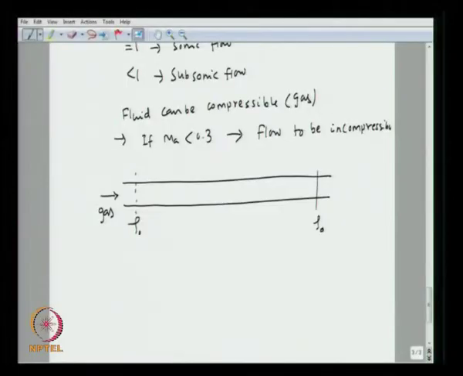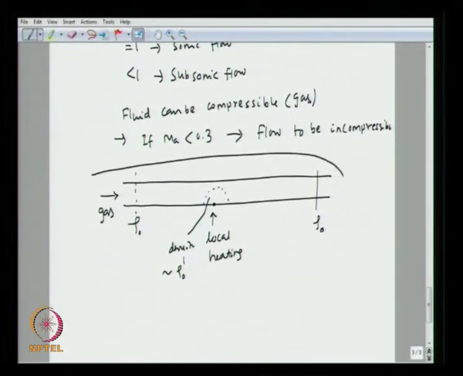For example, in this case if we have let us say here somewhere there is local heating of the flow, then around this region, the density may be rho 0 dash, which is different than rho 0. So, in that situation if you are analyzing this domain, okay, we cannot say that the flow is incompressible. So, in addition to satisfying the condition that Mach number is less than 0.3, there should not be any local heating of the flow.